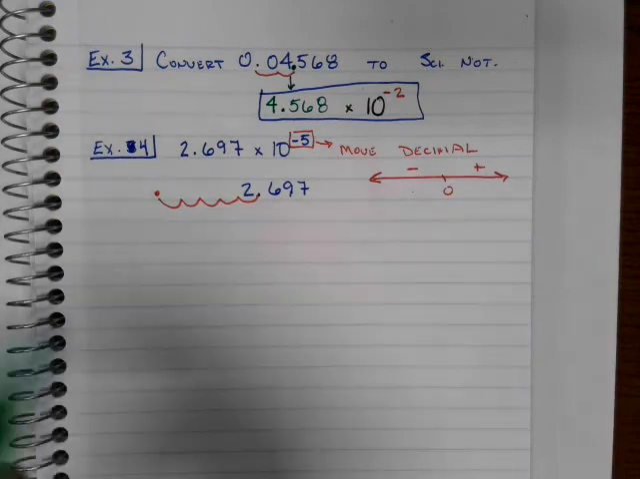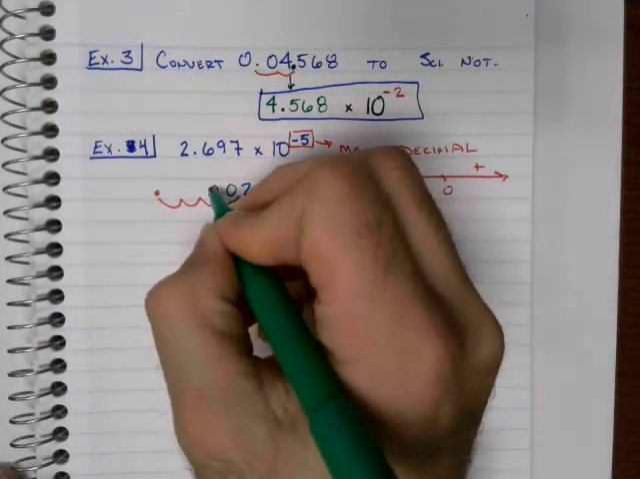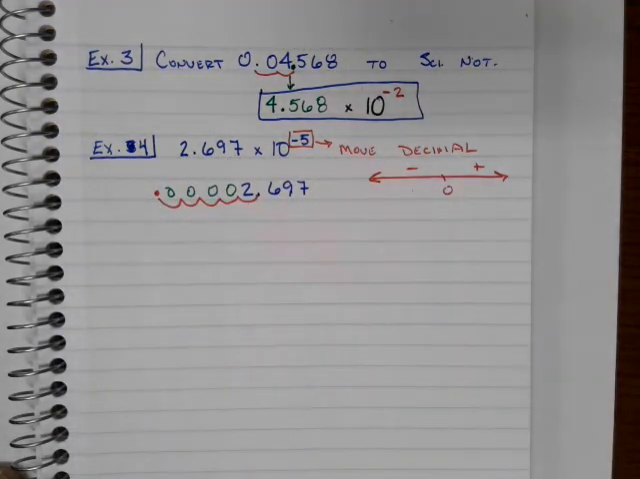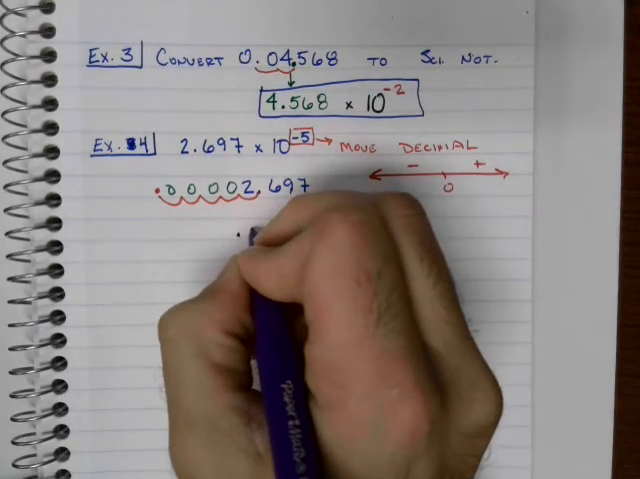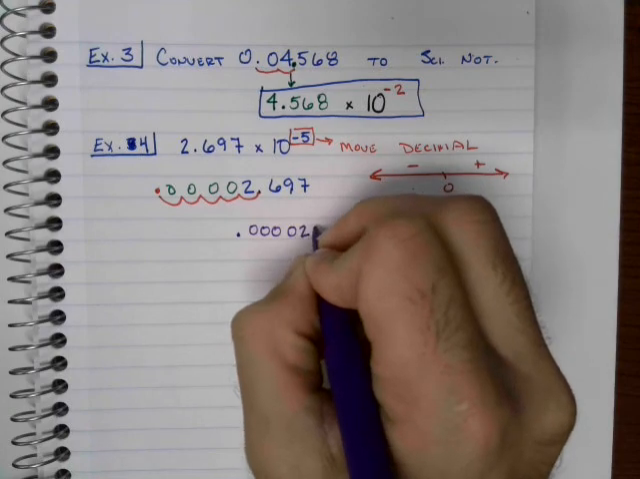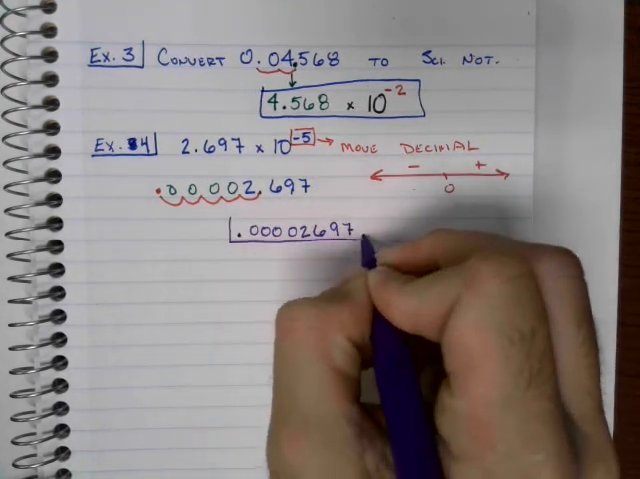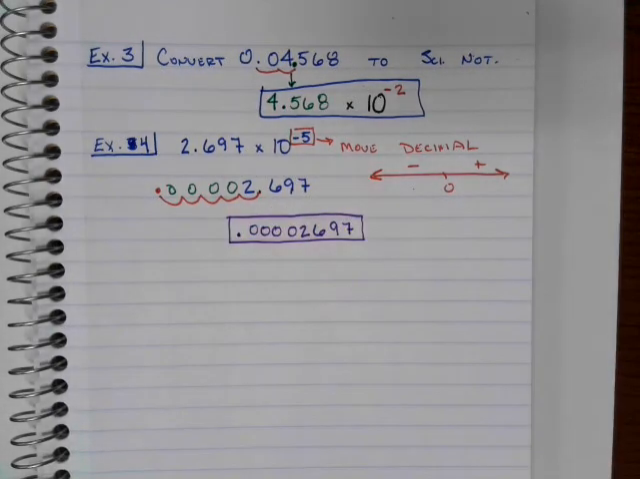What do I fill these gaps with? I'm going to fill them with zeros, which gives me a final answer of 0.0000267. And that'll be converting out of scientific notation.